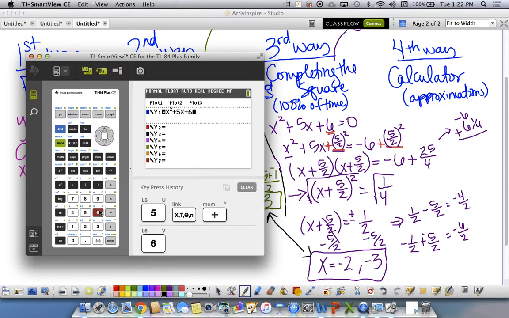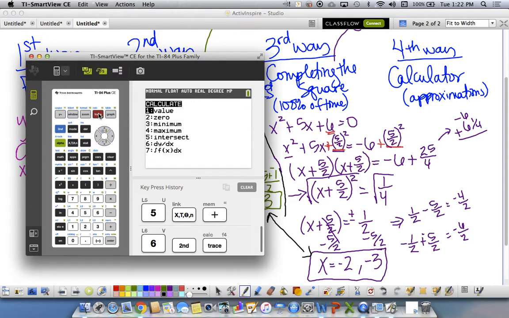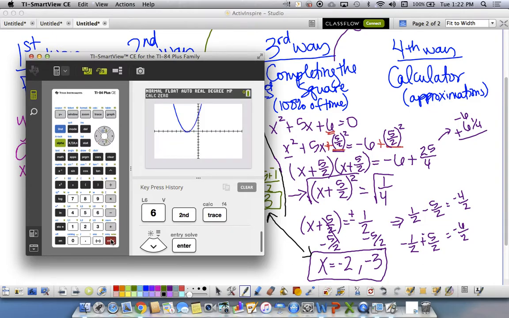And I'm going to hit graph. It will graph it for you. But I don't even want to know what the graph looks like right now. I want to know calculate. And I'm going to go down and find the zeros, the number 2. And I'm going to hit enter. It's going to graph it for me. So second trace, which is the calculate button.